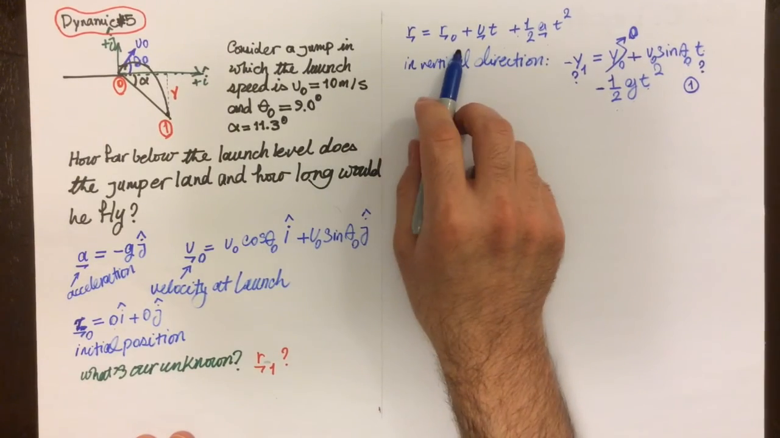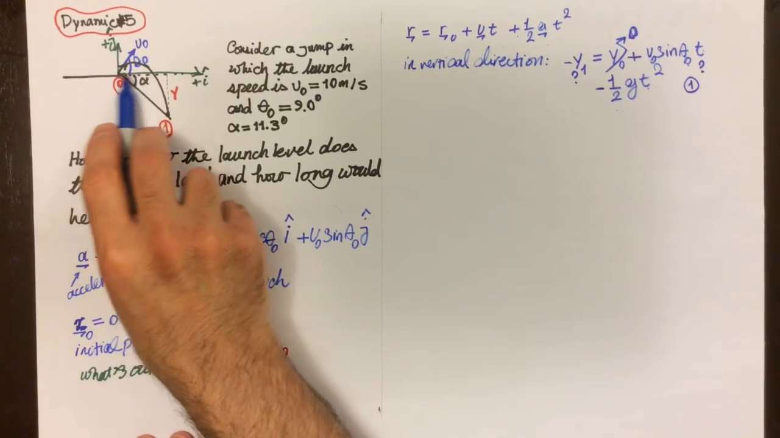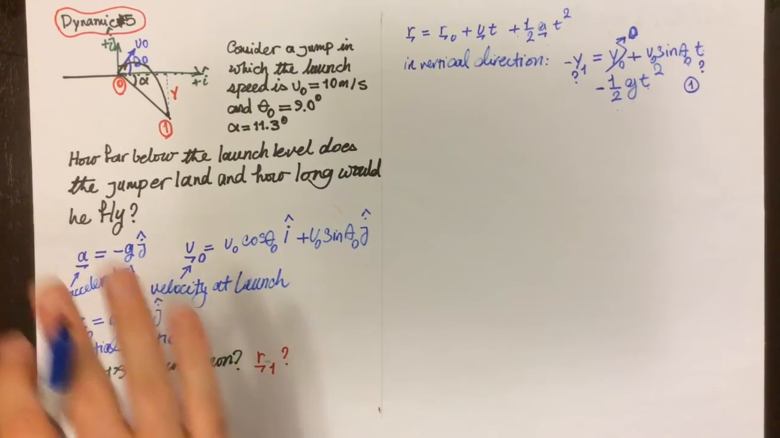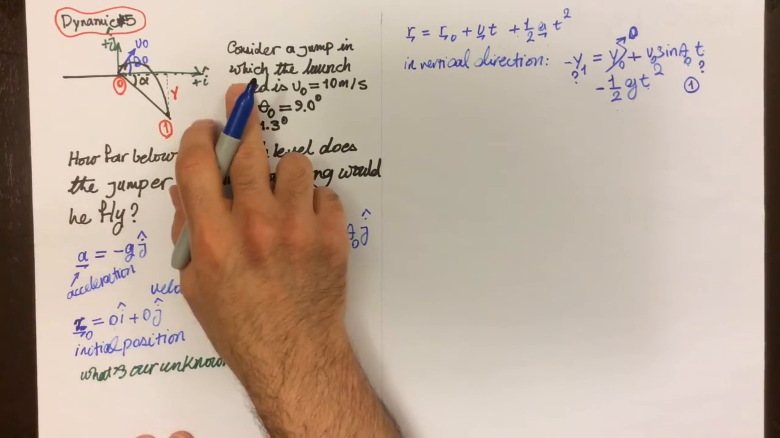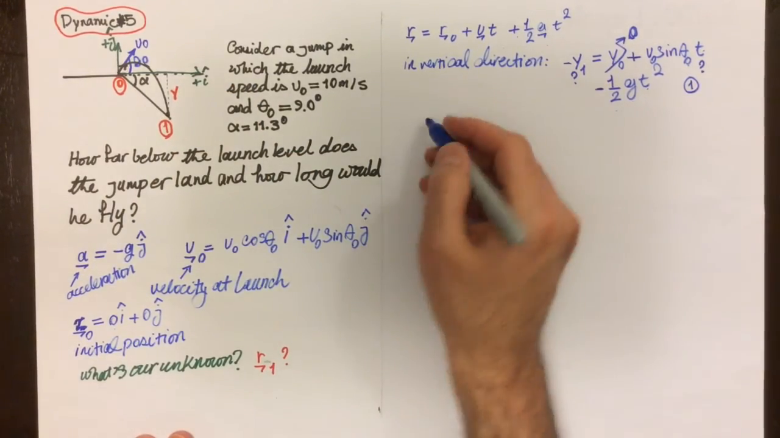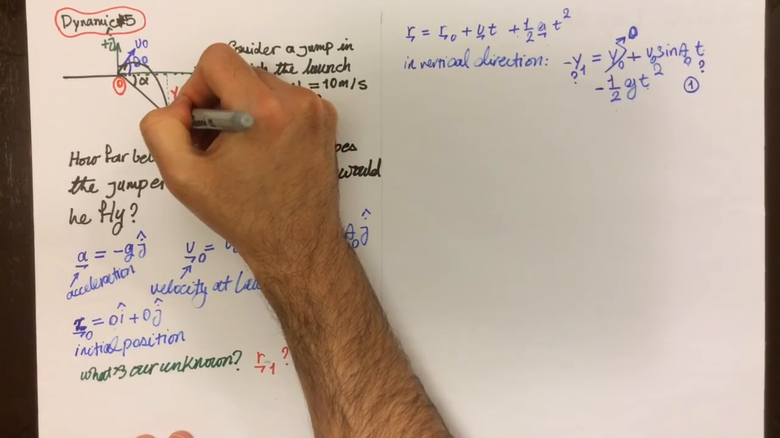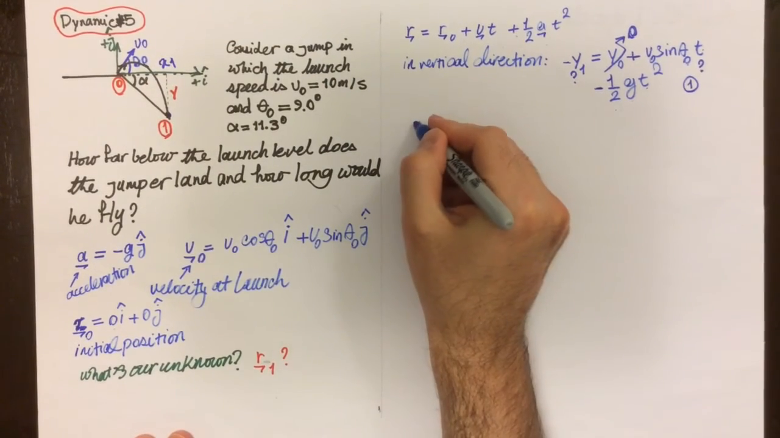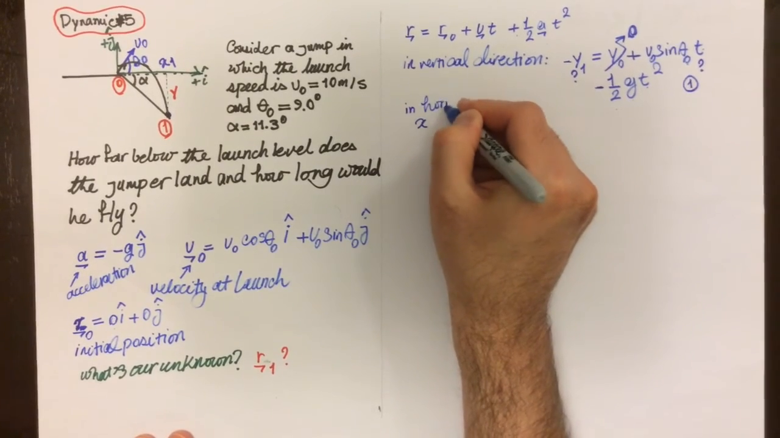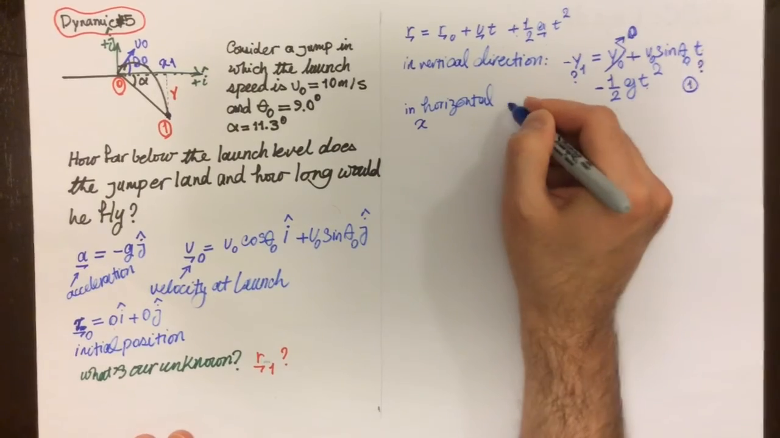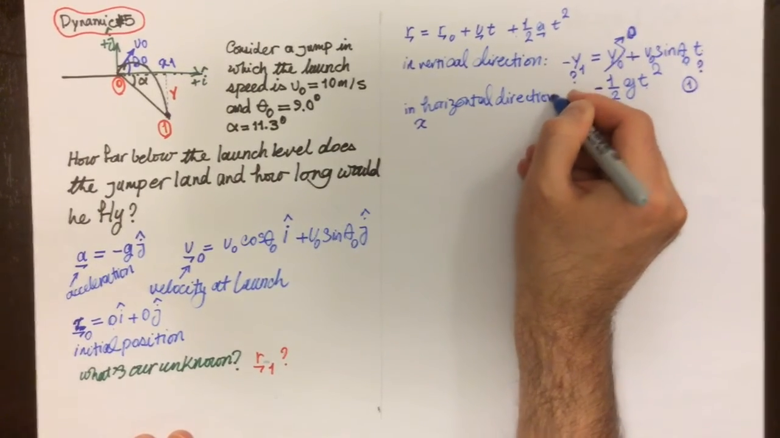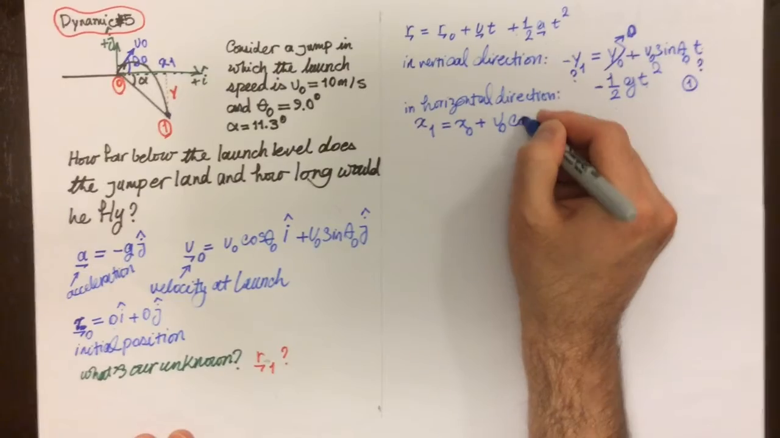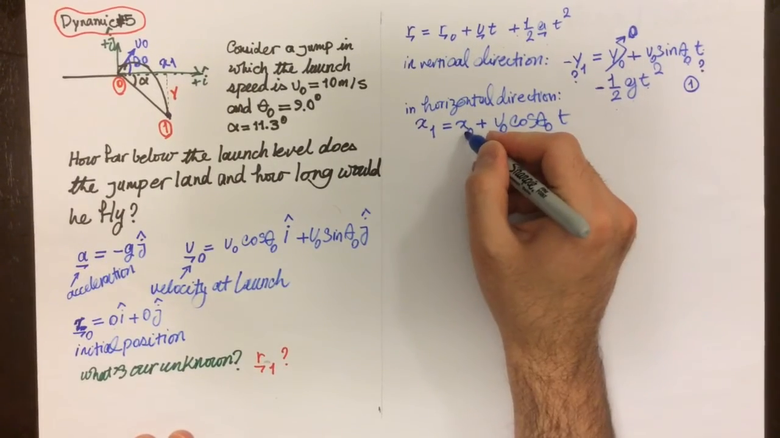Now, I'm going to apply the same equation to the horizontal direction. In the horizontal direction, do we have any acceleration? No. If we had any acceleration, we would have been given that. In the horizontal direction, there is no acceleration. a goes to 0. Therefore, it's super easy. So, for this point, and this is my x1, in the horizontal direction, I have x1 is equal to x0 plus v0 cosine theta 0 t. And what is x0? Again, this is 0.